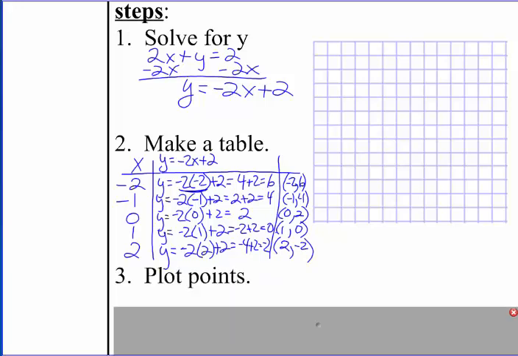So next we need to make our graph and plot our points. It helps to look at what your numbers are, the domain and the range. So my domain, I'm using the -2 to 2. My range is 6 to -2. So when I set up my x and y axis, I want to make sure that it is set up in such a way that everything fits.